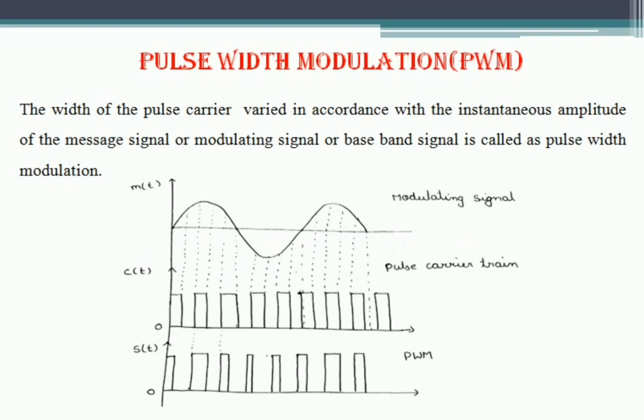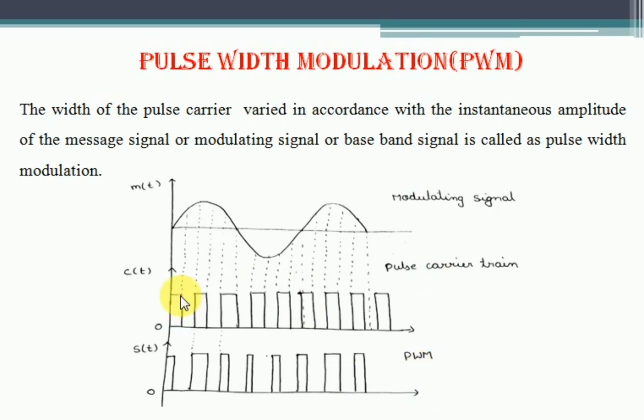Now next is the concept of pulse width modulation. So what is the definition of pulse width modulation? The width of a pulse carrier varied in accordance with the instantaneous amplitude of a message signal, or a modulating signal, or a baseband signal, is called pulse width modulation. So now the message signal has to be again superimposed with the same carrier signal, that is a pulse carrier train, to generate a PWM signal.